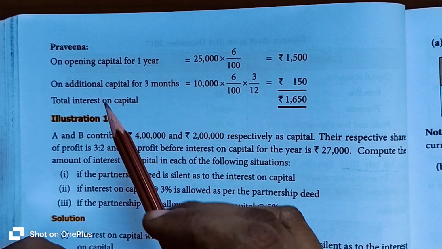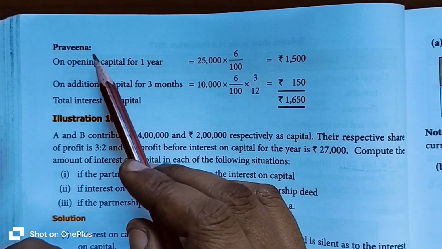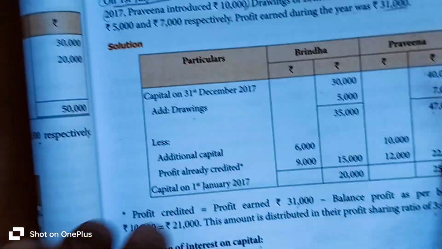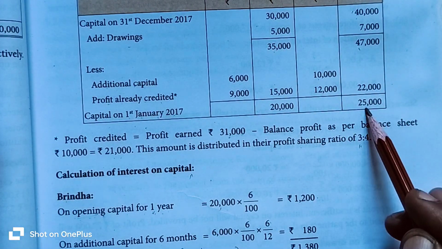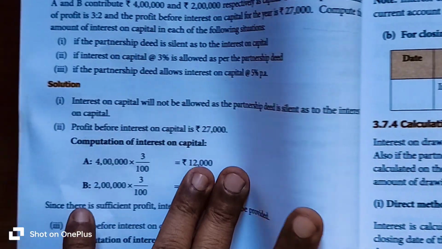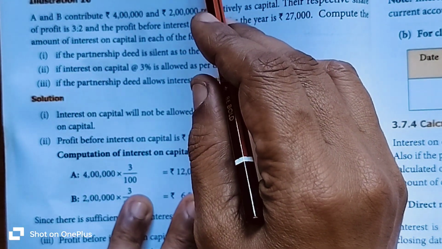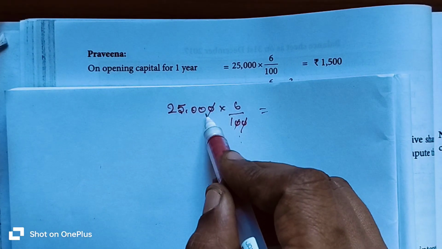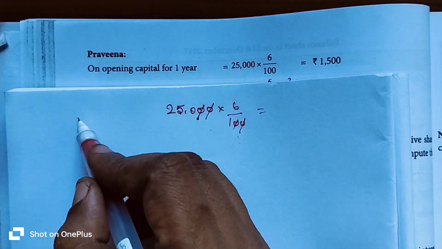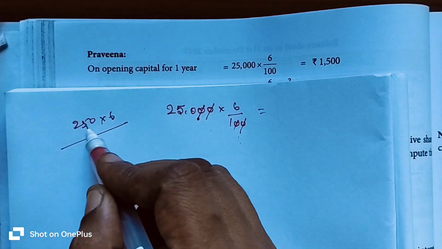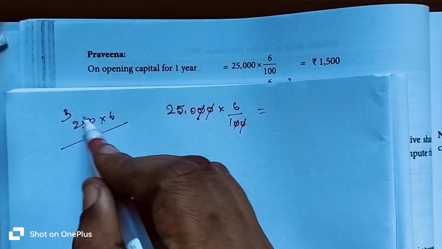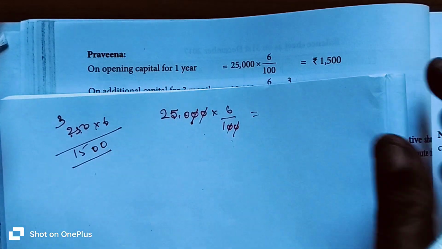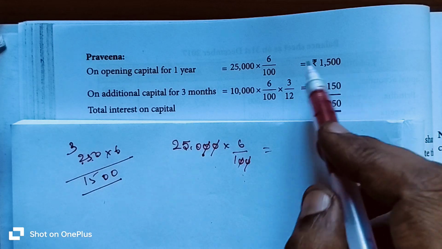Now next we are going to calculate Praveena's interest on capital. Praveena's opening capital is 25,000 rupees. So 25,000 into 6 by 100, that means 6%. This 20 is cancelled, remaining 250 into 6, 6 5s are 30, remaining 3, 6 2s are 12 plus 3, 15, with this 0, 1,500 rupees for interest on opening capital.